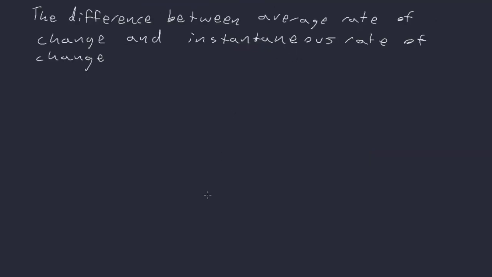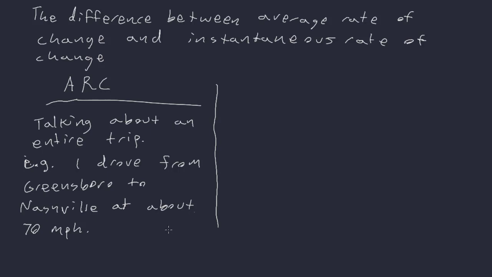Okay, so to basically close up this idea, I'll do an example where we find an equation of a tangent line. But basically the difference between the average rate of change and the instantaneous rate of change, I like to think of it in terms of driving your car. The average rate of change is like talking about the entire trip. So what do I mean by that? Like, for example, let's say I drove from Greensboro to Nashville at about 70 miles per hour. That's just the gist.